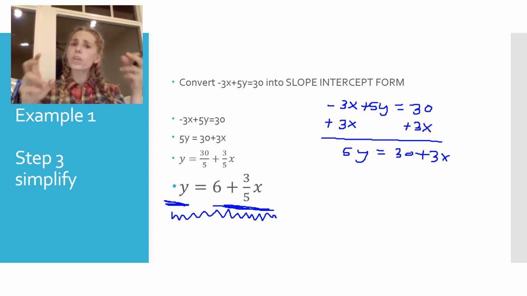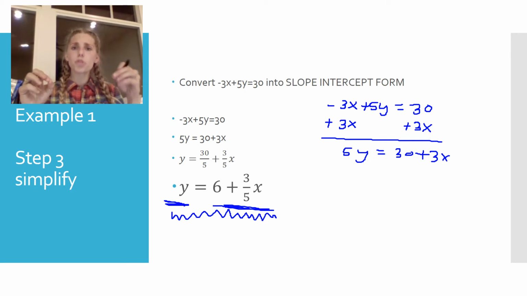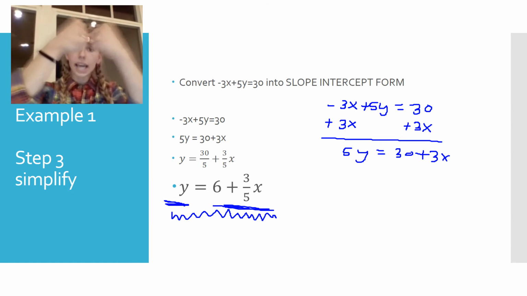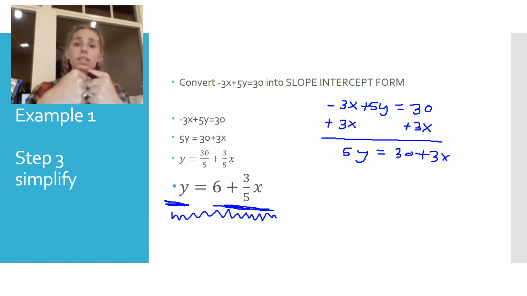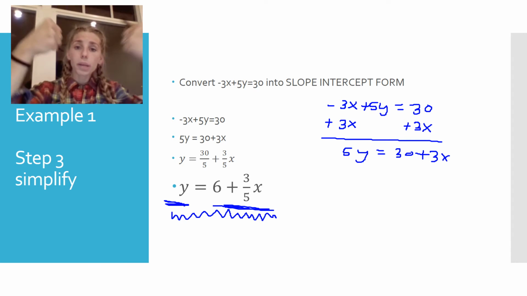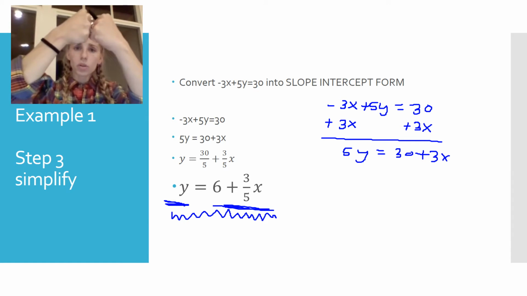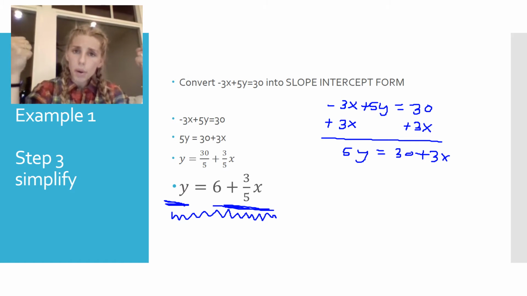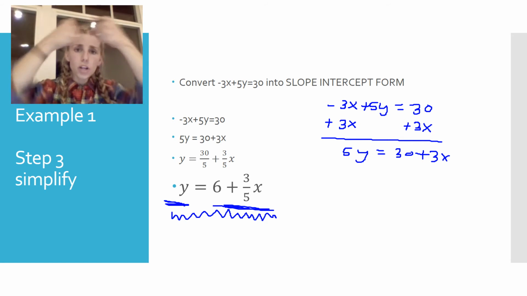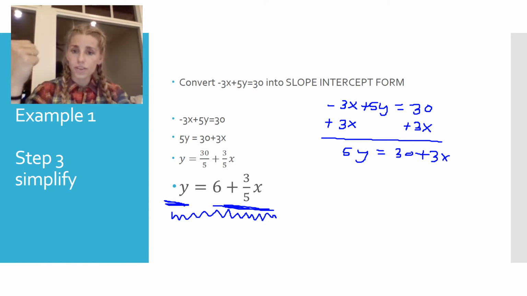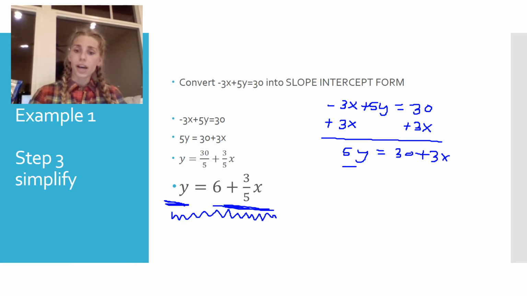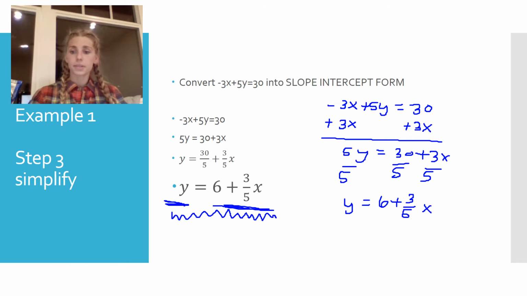And some people get confused at this step. Some people want to subtract the 5. But you need to realize that 5 and y are being multiplied together. We need to do the opposite order of operations. They're being multiplied, they're being stuck together using multiplication, and we need to pull them apart. So the way that we undo multiplication is through division. So that is why we divide everything by 5. And that leaves us with our final answer, y equals 6 plus 3/5 x.